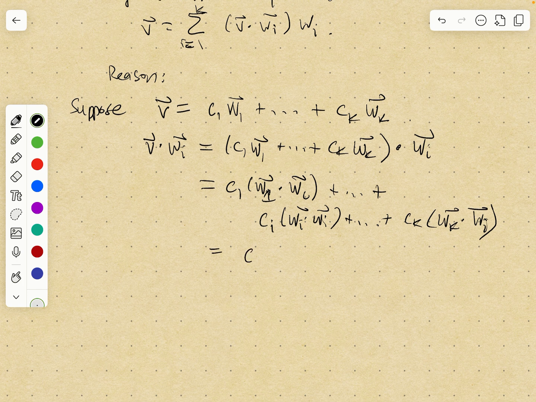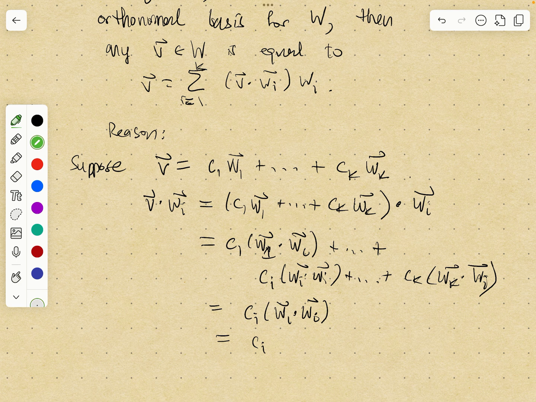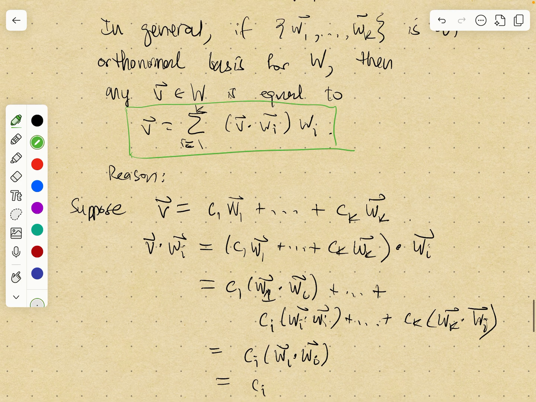So the only thing left is Ci Wi dot Wi. But now we use the fact that this basis is orthonormal, so Wi dot Wi is equal to 1, and this is equal to Ci. And so we get that Ci is equal to V dot Wi, and that's where this formula comes from. Okay? So that's one thing that's used all the time in linear algebra. We don't actually need to solve a system of equations. Remember that before, if you have a basis for a subspace and a vector in the subspace, and you want to write that vector as a linear combination of the basis vectors, you need to actually solve a system of equations. But here we have a very simple solution.